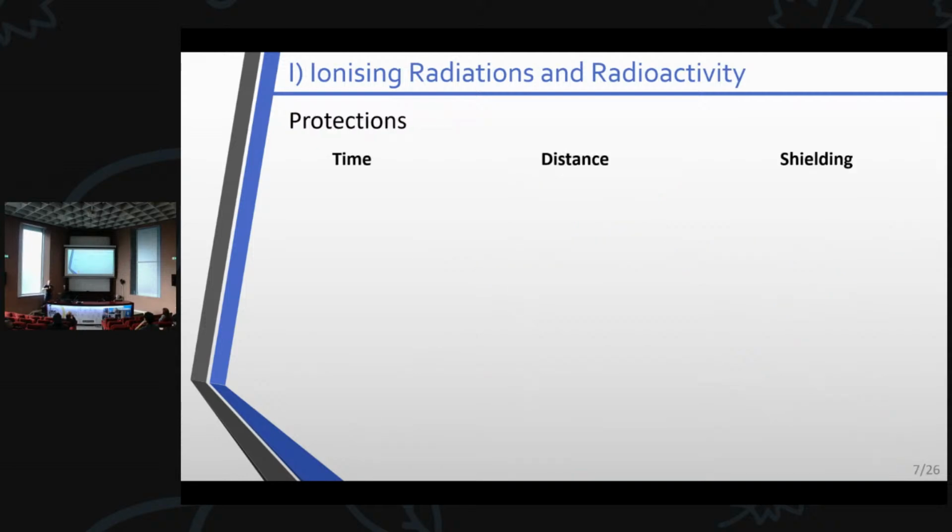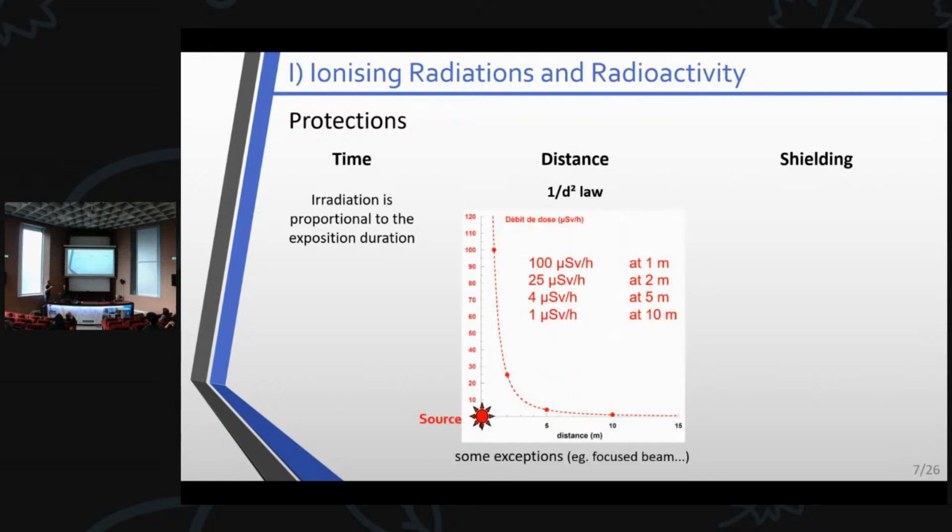So if we speak about radiation protection, there are 3 basic principles to protect ourselves, which are called time, distance, and shielding. It's very obvious. Time, it's very basic. The irradiation is proportional to the time. So if you want to reduce your irradiation, just spend less time with the source.